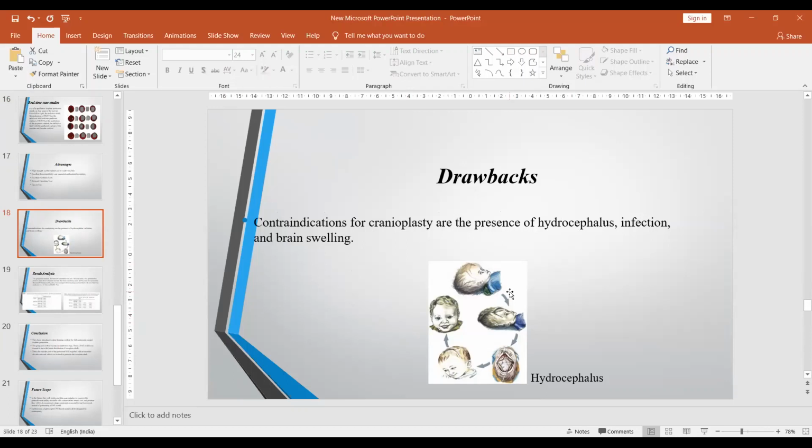My question is, if you see here, we can see that there are contraindications for cranioplasty, the presence of hydrocephalus, which is about the CSF. But the question here is, there might be some risk associated with cranioplasty. Yes, sir, since it is very close to the brain.